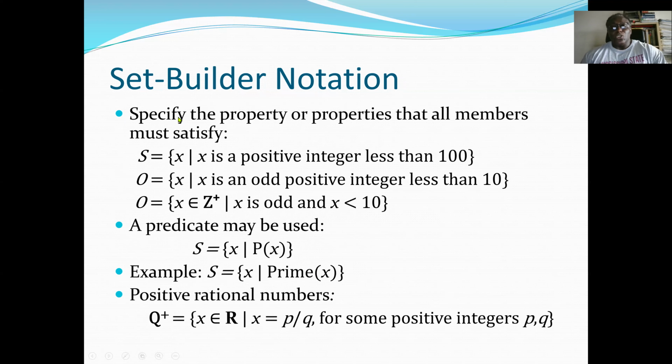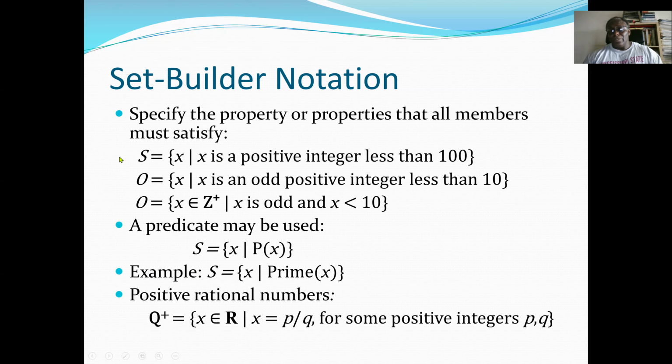Now here we say to specify the property or properties that all members must satisfy. Here we have a set uppercase S, and this element, we call this the set builder notation. This is another way of writing the element. So instead of writing, you see S is a positive integer less than 100, instead of writing 1, 2, 3, 4, 5 up to 100, I can just write this condition.